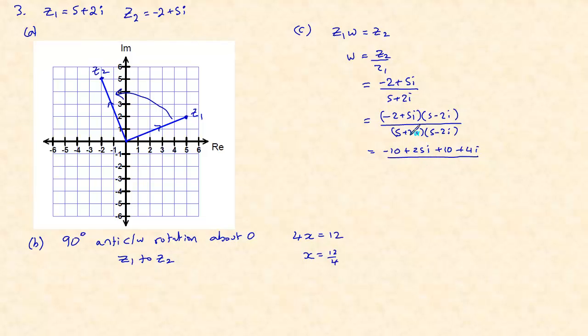That's divided by, remember this is a difference of two squares, so it's just going to be 25 take away 4i squared. So real parts cancel here, and we get 29i. On the bottom, i squared is negative 1, so that becomes a plus 4. So that's 29, and then the answer is i.